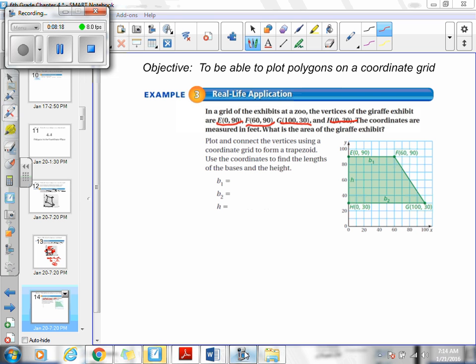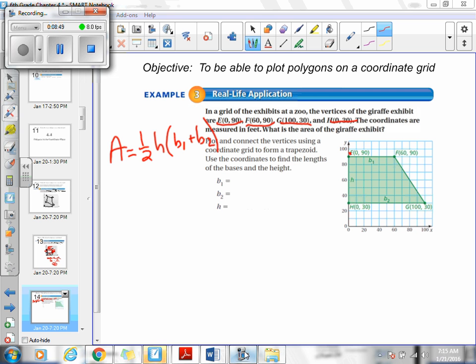So the giraffe exhibit is in the shape of a trapezoid. The coordinates are measured in feet. What is the area of the giraffe exhibit? So first of all, since the giraffe exhibit is a trapezoid, remember that our formula for area of a trapezoid is 1/2 times the height times the sum of both bases. So in other words, add the bases together, divide them by 2, multiply by the height.